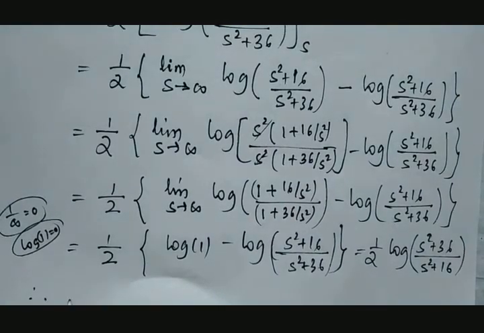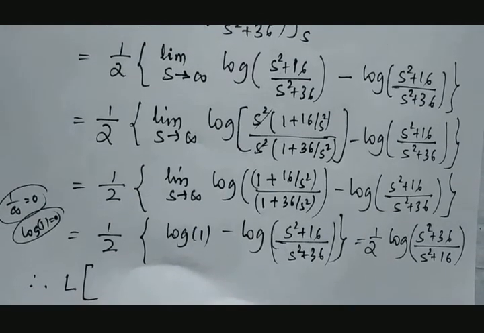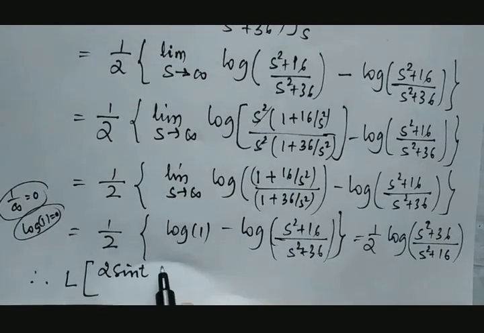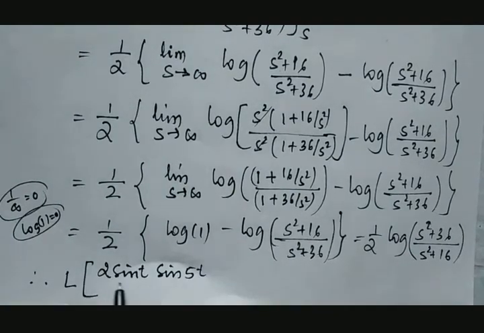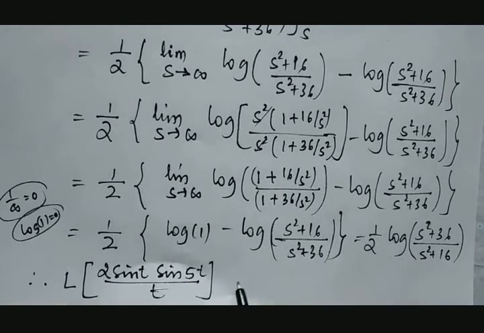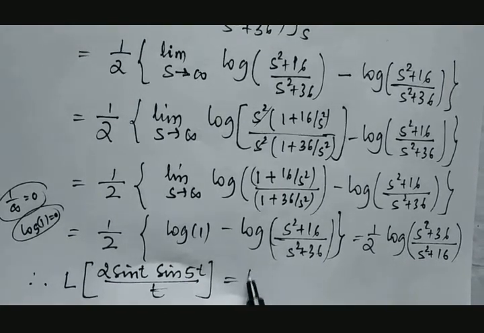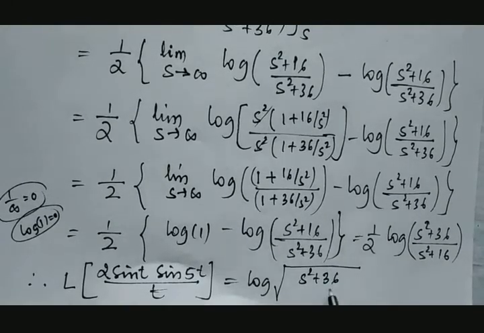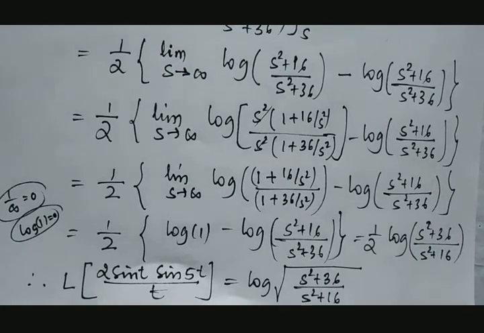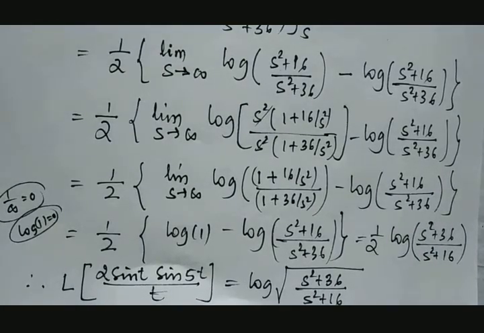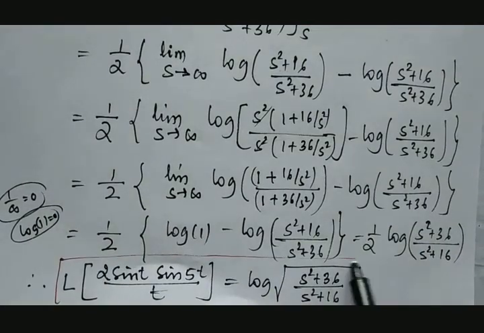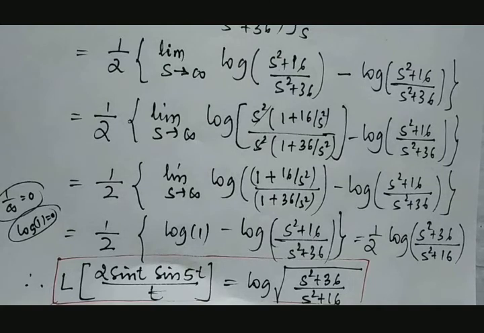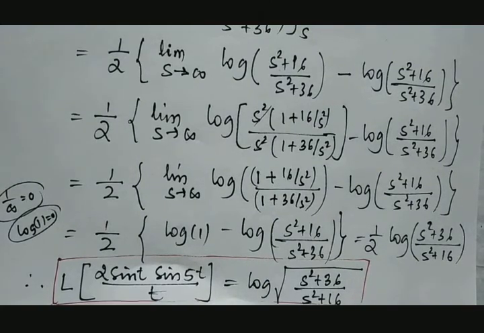Therefore, the Laplace transformation of the given function, that is 2 times sin t into sin 5t divided by t, is equal to logarithm of square root of s square plus 36 divided by s square plus 16. Therefore, the solution of the given function is logarithm of square root of s square plus 36 divided by s square plus 16. Thank you.